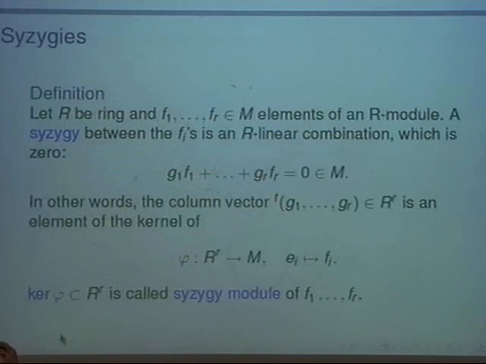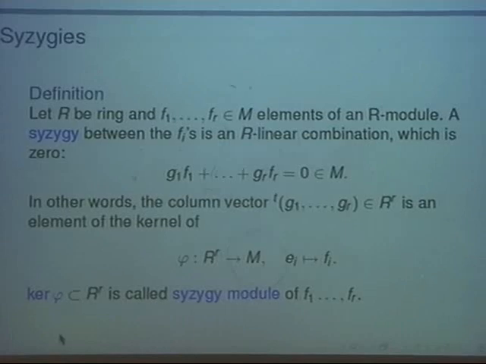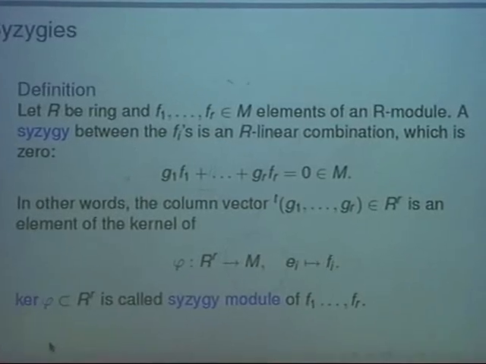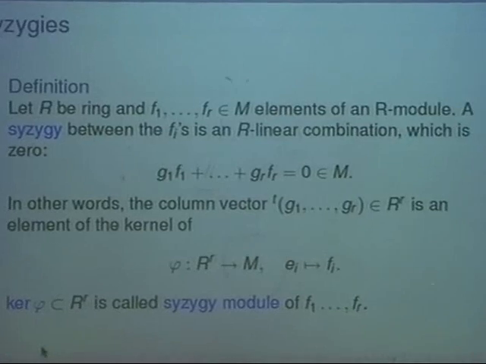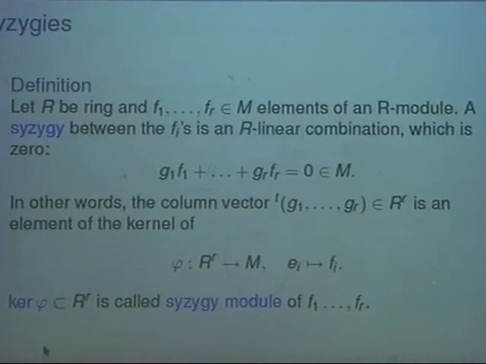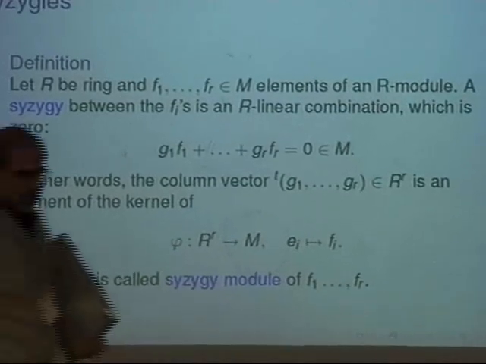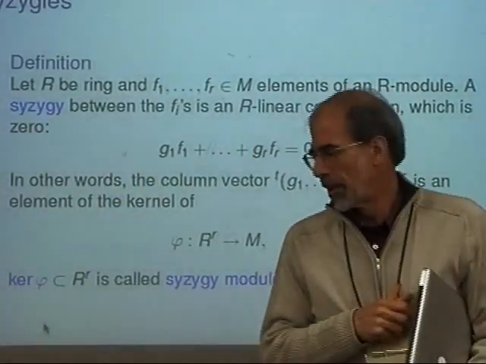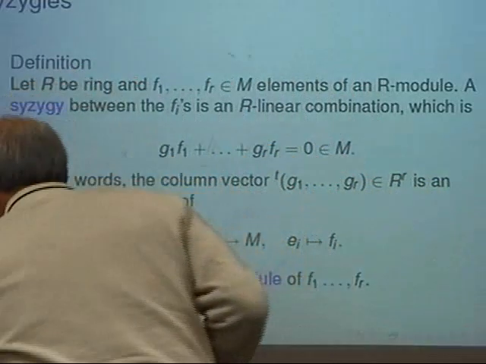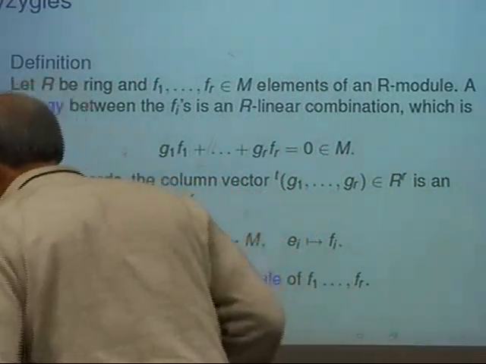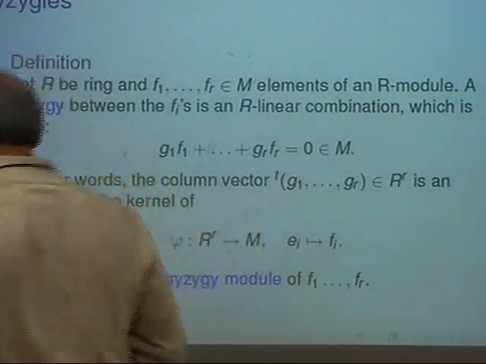A syzygy: given a ring R and a module M and elements in the module f1 up to fr, a syzygy between the fi's is just a linear combination which is 0. In other words, the vector g1 up to gr is an element in the kernel of the map from the free module to M which sends the ith generator to fi. The kernel of phi is called the syzygy module of these elements.